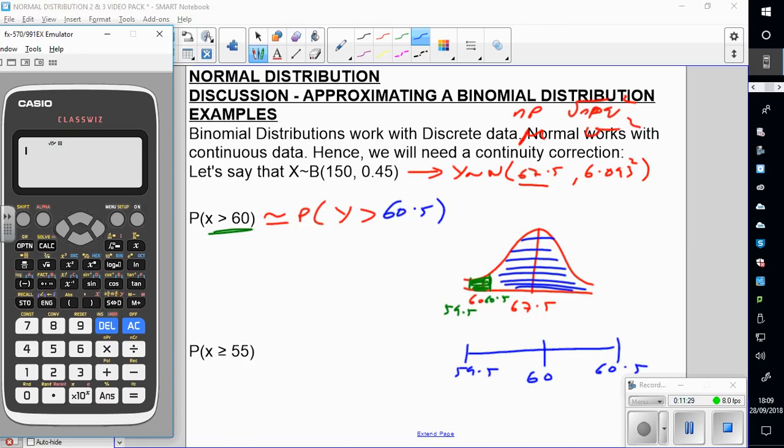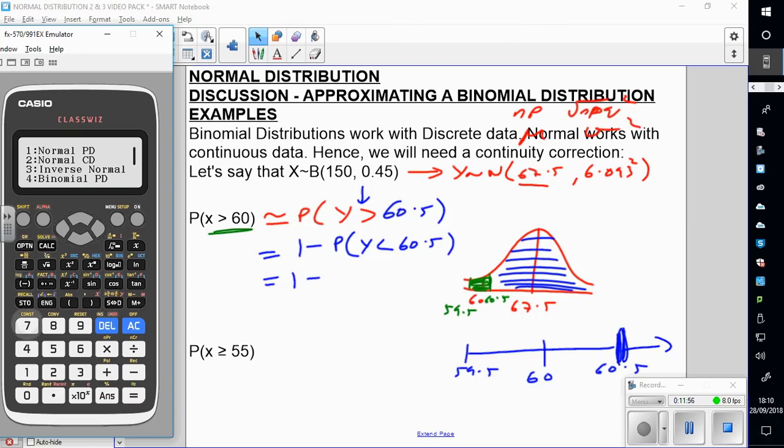60.5 is not inclusive, it doesn't include the whole number, so therefore it's everything beyond 60.5, okay? And we can see from the diagram that that's the same as 1 minus the probability of y less than 60.5, because that's how our calculators work, yeah? So this is the same as one take, and then we can go to our normal calculator stuff.